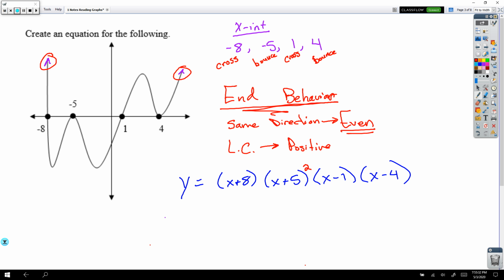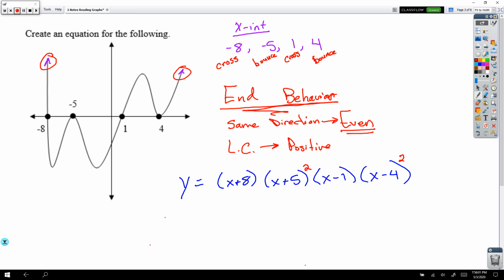Then we have the x minus 1. It crosses, so that's going to be odd. So let's leave that as 1 again. See if that'll give us our total here. And then the x minus 4, again, bounces, so that has to be even, so let's try 2 again. Okay, so add up all of your exponents together, so we'd have 1, 2, 3, 4, 5, 6. So that's one possible answer.